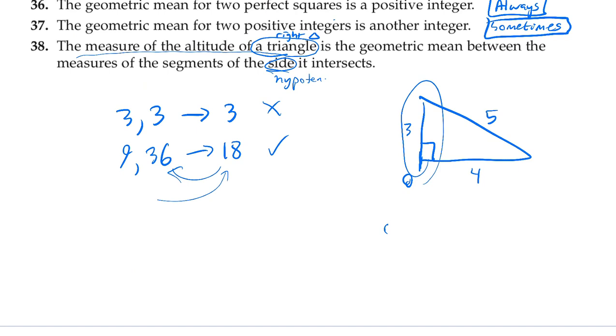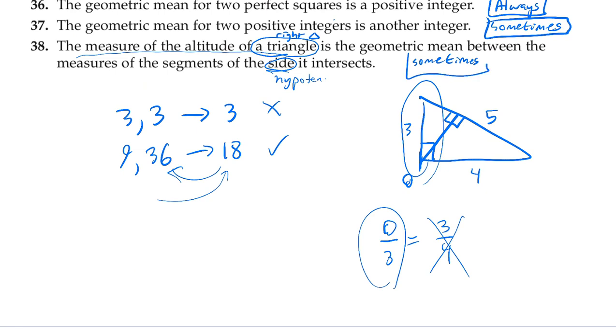Nothing can be a geometric mean between 0, because you're saying 0 is to 3 as 3 is to 4. 0 divided by anything is 0, so it's never going to be equal to some positive ratio. So again, it's only true if it's, one, a right triangle, and two, it's the altitude that goes to the hypotenuse. So this is sometimes true, if you happen to have a right triangle and the altitude is going to the hypotenuse, but it's definitely not always true. For any altitude in any triangle, no. So that's definitely a sometimes.